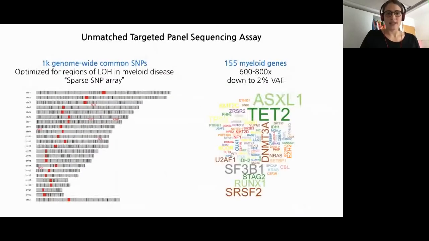So in terms of the molecular assay we've been developing and using on those 3,300 samples, it's a simple unmatched targeted panel sequencing assay. So it's unmatched in the sense that we only have the blood or the bone marrow samples and we don't have a matched normal tissue. So this has required some specific variant filtering and QC.